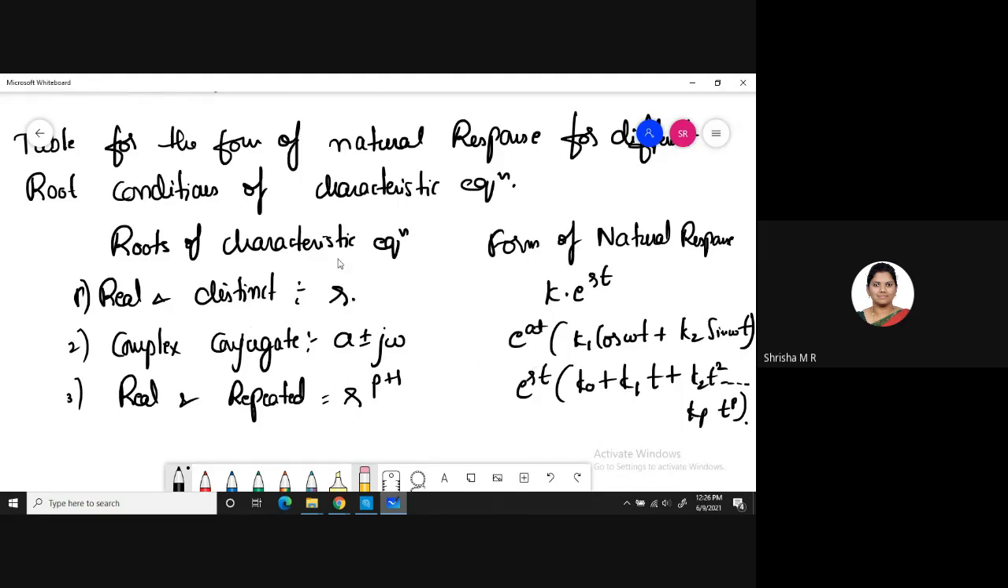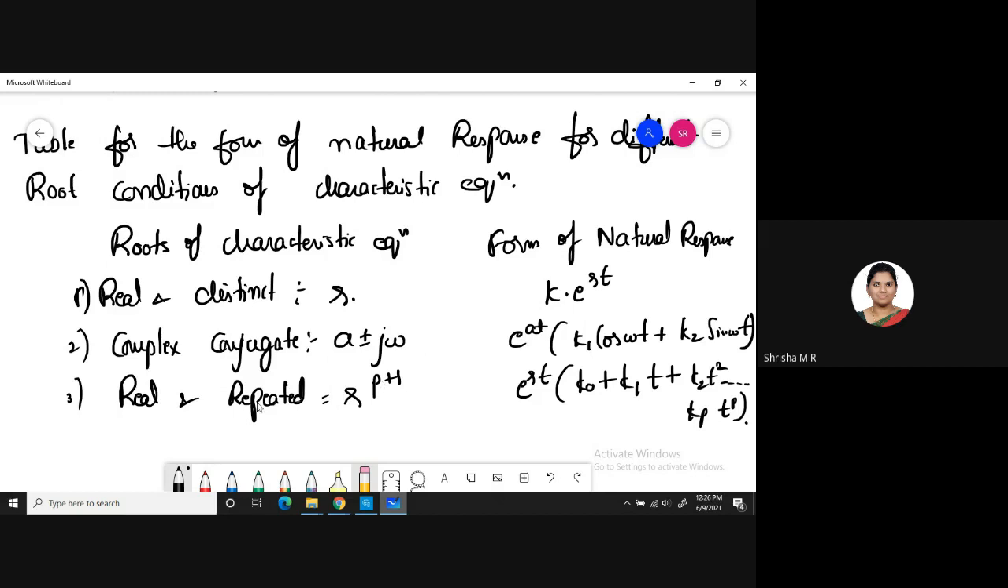If the roots of the characteristic equation are real and distinct, then the form of natural response will be k into e to the power rt. What is this r? Those are the roots of your characteristic equation. If it's real and distinct, you'll have k into e to the power rt. If it's complex conjugate, that is of the form a plus or minus j omega, your natural response will be e to the power at into k1 cos omega t plus k2 sin omega t.